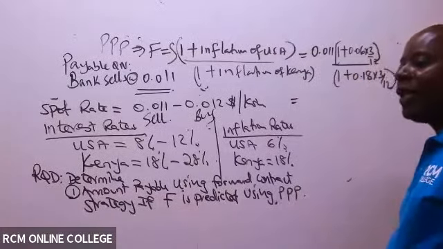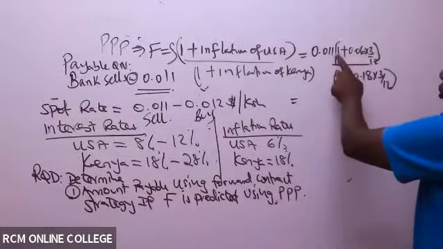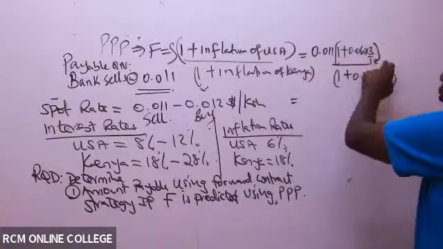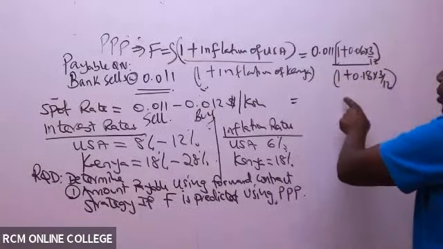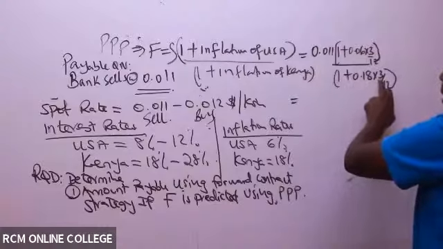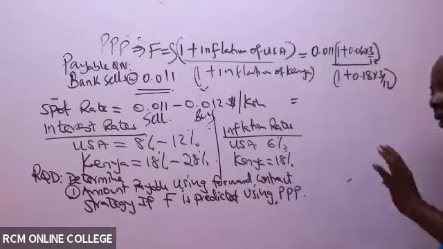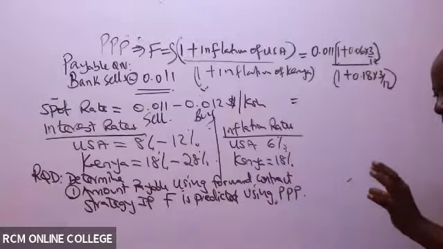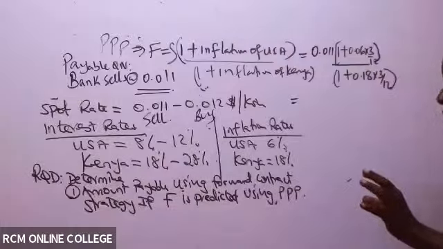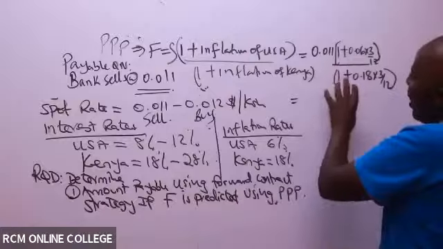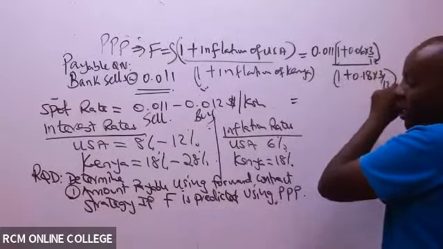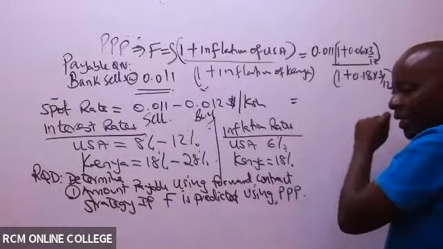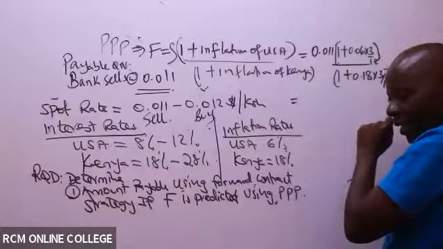How do you get the final answer? Very easily. You will say 0.011 times, into brackets, 1 plus 0.06 times 3 over 12, you close brackets, then you say divide by, open brackets, 1 plus 0.18 times 3 over 12, you close brackets. You'll be able to get your answer directly. So you say here, 0.011 into 1 plus 0.06 times 3 over 12, all over 1 plus 0.18 times 3 over 12.